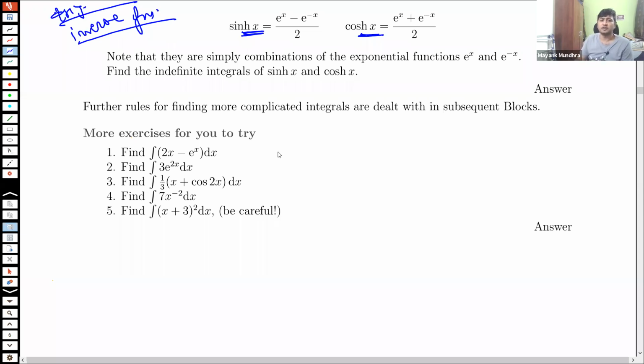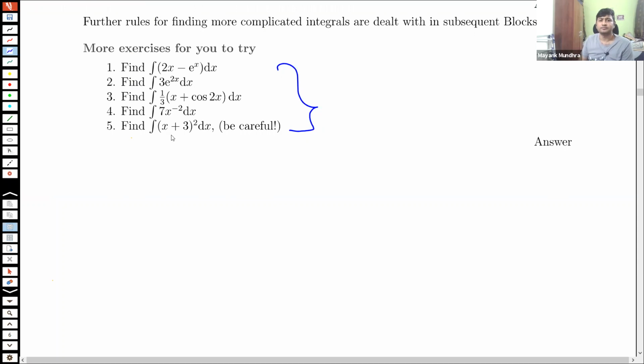Okay, so these are a bunch of other exercises for you to do. So do them. When you have a function like this integration, okay, this will do now.